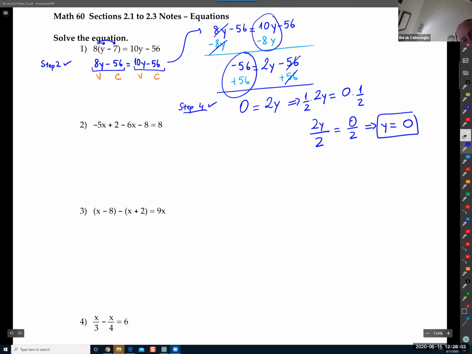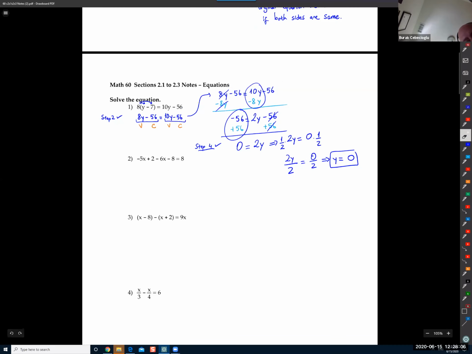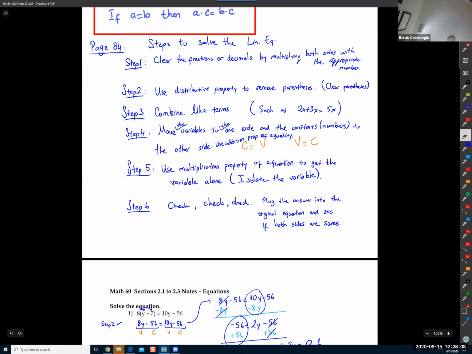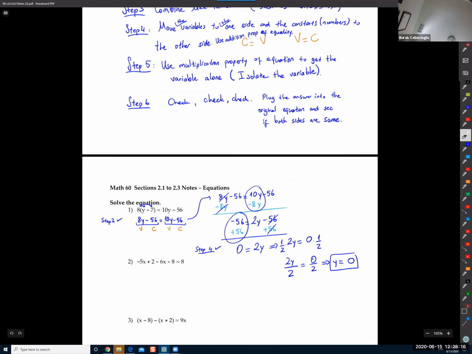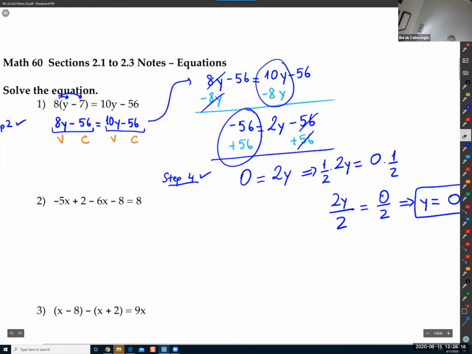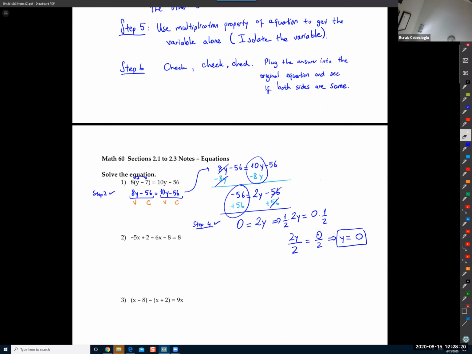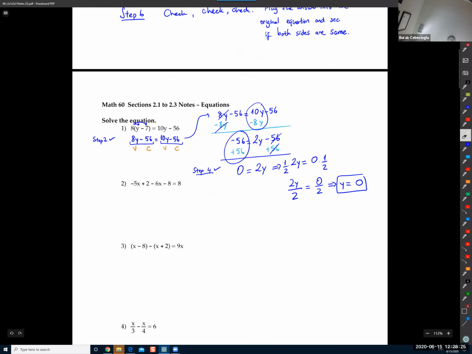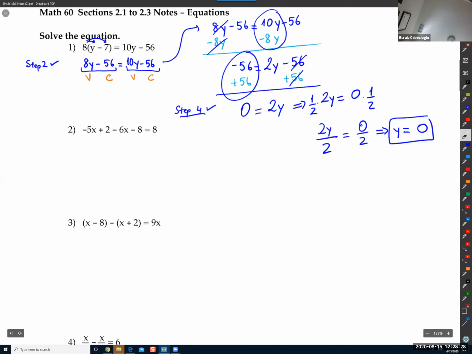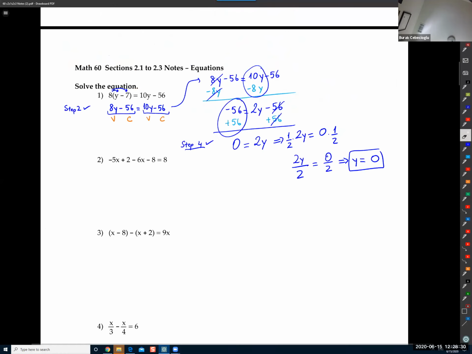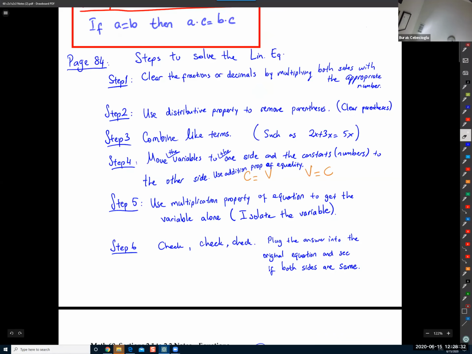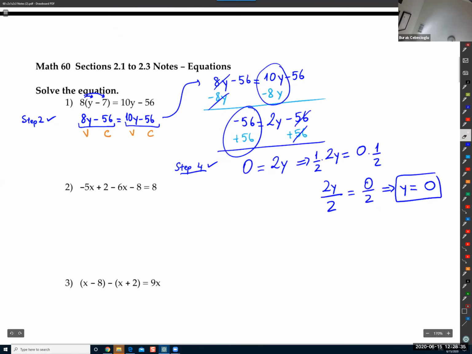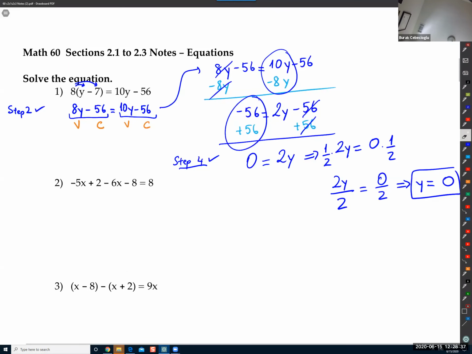Number 2. Before you attack the problem, again, go back to these steps or page 84. If you don't like my steps, just read the formal way on page 84. Clear the fractions or decimals. Number 2, do you have fractions or decimals? No, you don't. Well, use the distributive property to remove the parentheses. Do you have parentheses? No, you don't. Oh my God, Christmas. Step 3, combine like terms. Well, you don't have step 1 done, step 2 done automatically. You don't have to do anything.